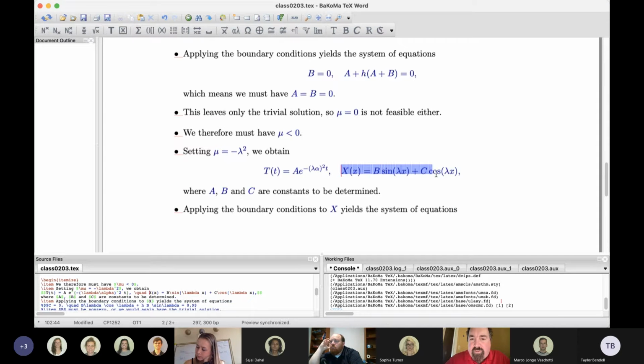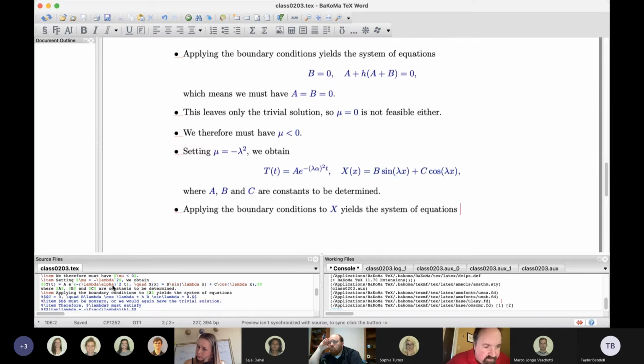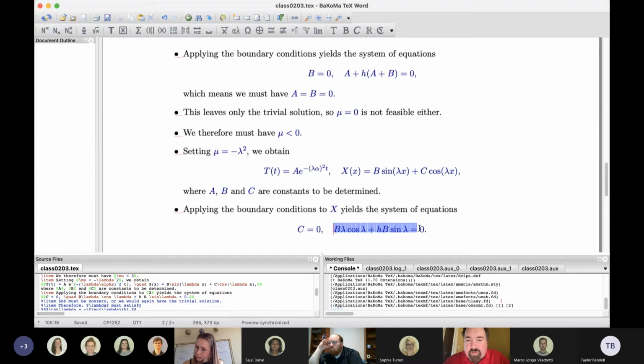So I substitute this X of x into the boundary conditions. So I set x equals 0. This term goes away. Cosine is 1. And I'm left with c, which must be 0. So there's no cosine term. There's only this sine term remaining. So then I can take what's left and apply the other boundary condition at x equals 1 to this. And this equation is what I get because the derivative and the solution are evaluated at x equal 1.